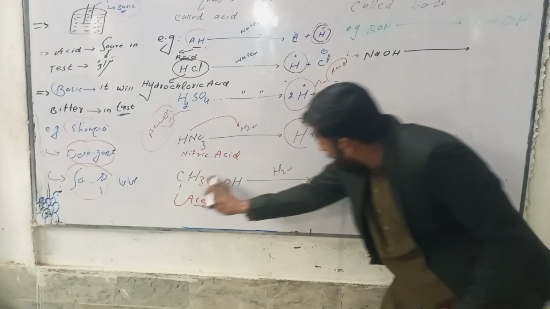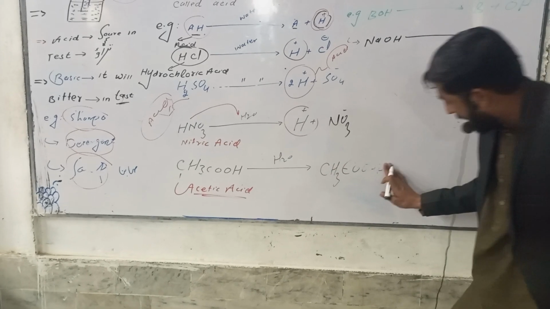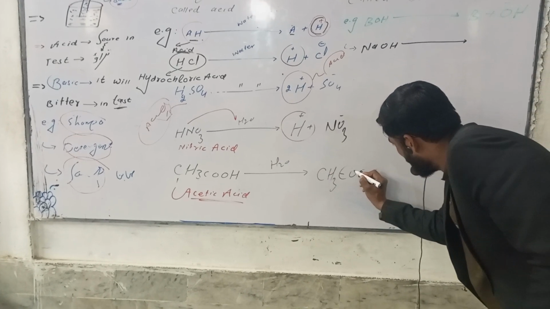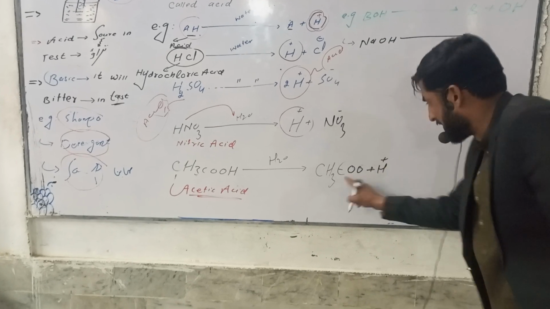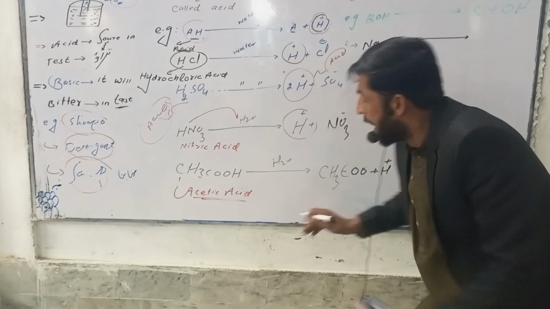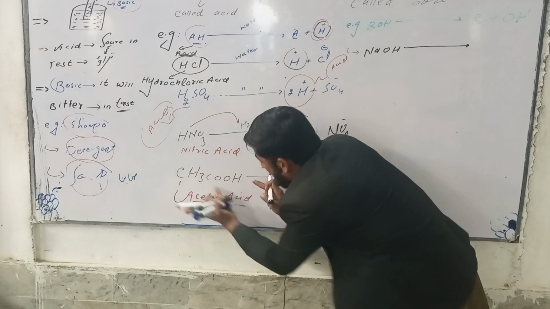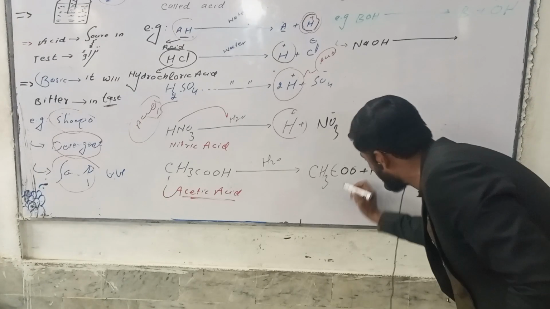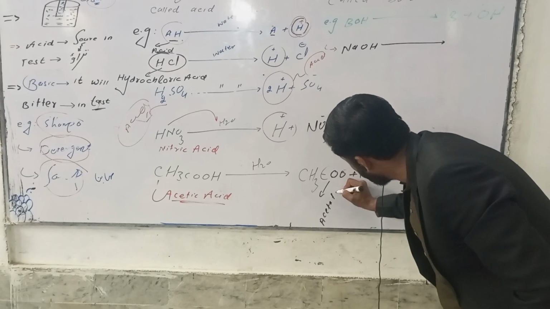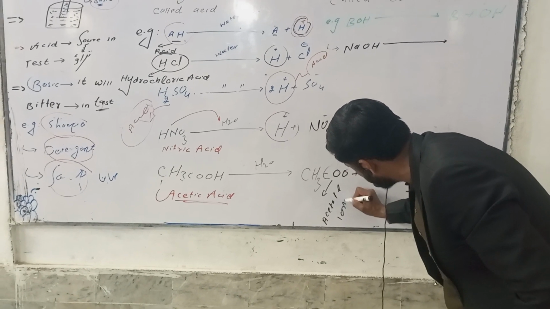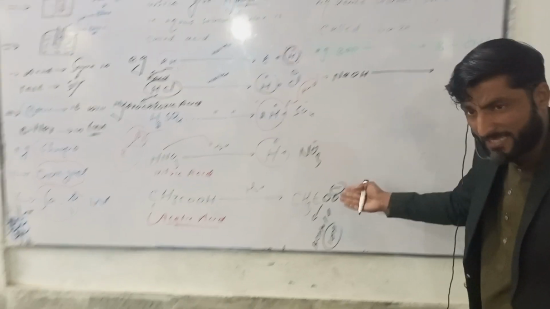Next example, this is acetic acid. When you pour this substance in water, it will give us acetate ion and hydrogen ion. But when we remove one hydrogen from this acetic acid, it will become acetate ion. It becomes acetate ion because it has a negative charge. This is why we can say this is an ion.